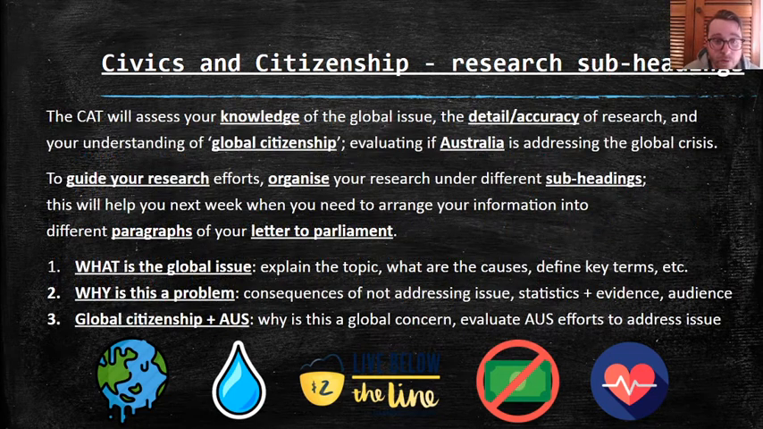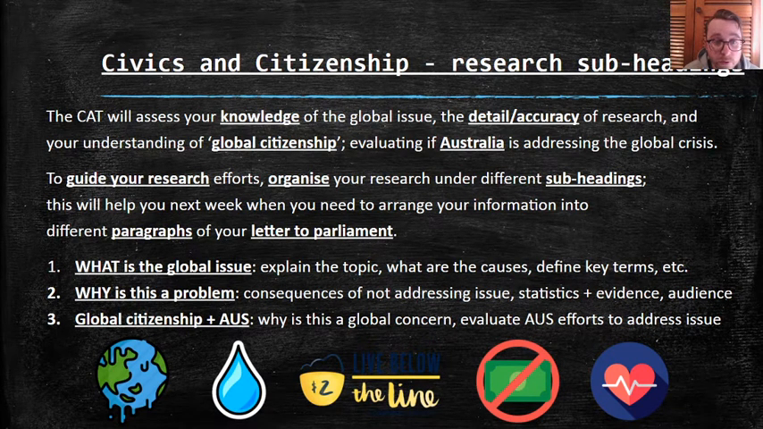The cat will assess your knowledge of the global issue. So what is the problem? The detail and accuracy of your research. So have you included supporting evidence? How much? Is it accurate, or are you just making up numbers? And your understanding of global citizenship. That is, evaluating if Australia is upholding its global responsibilities and addressing this global crisis, because that's what the unit is really about, whether or not Australia is an effective global citizen.